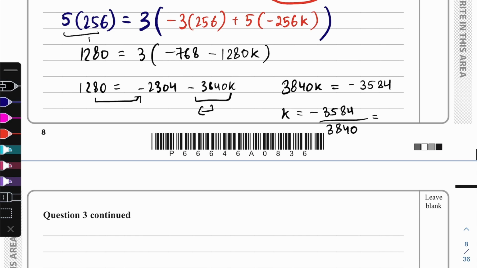This is a big number. Let's see if it simplifies. So in the calculator, minus 3584 divided by 3840. This gives us negative 14 over 15. So what's our final answer? Minus 14 over 15.